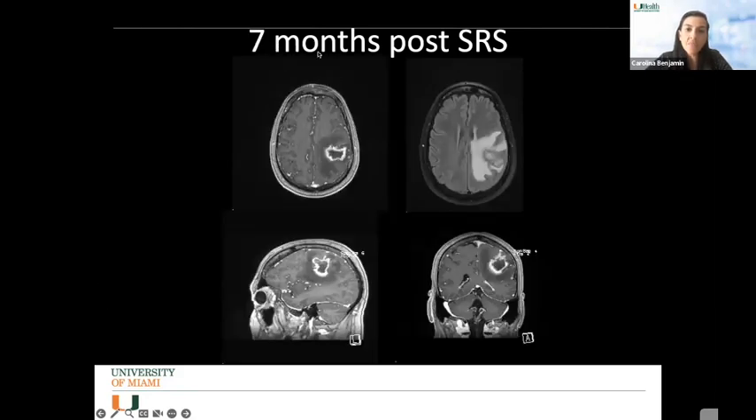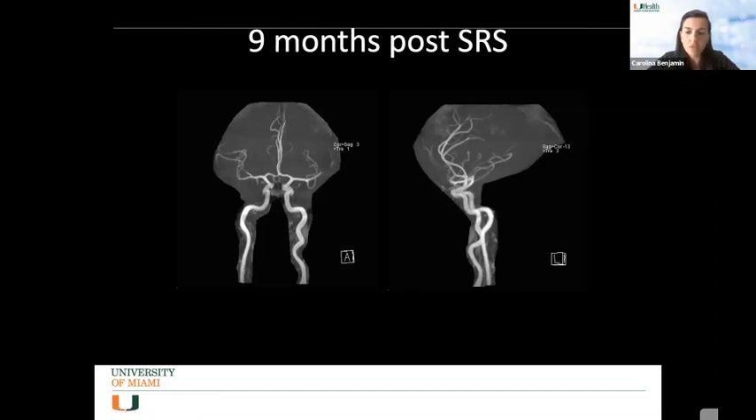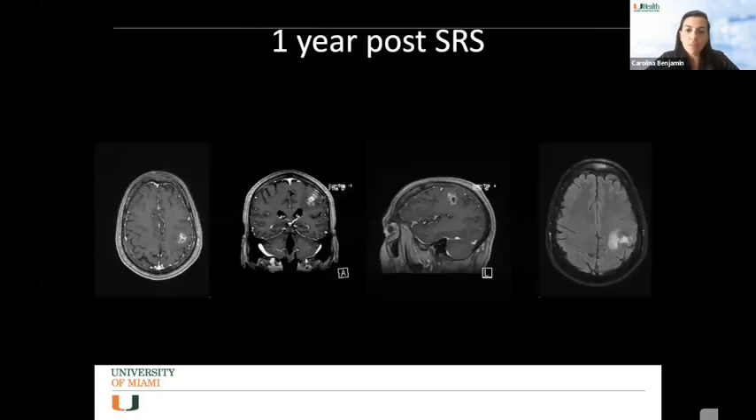You can see at 7 months post SRS, he's having what we see in radiation necrosis, this very classic appearance, sort of that wispy enhancement. Interestingly, at 9 months post-op, you don't really see much filling of the AVM at all. Now, this is just an MRA. We have not gotten his angiogram yet, but this is quite interesting because clearly this patient is one of the early responders, but there's a price to pay. He went through a significant period of about 4 or 5 months where it was dicey there.